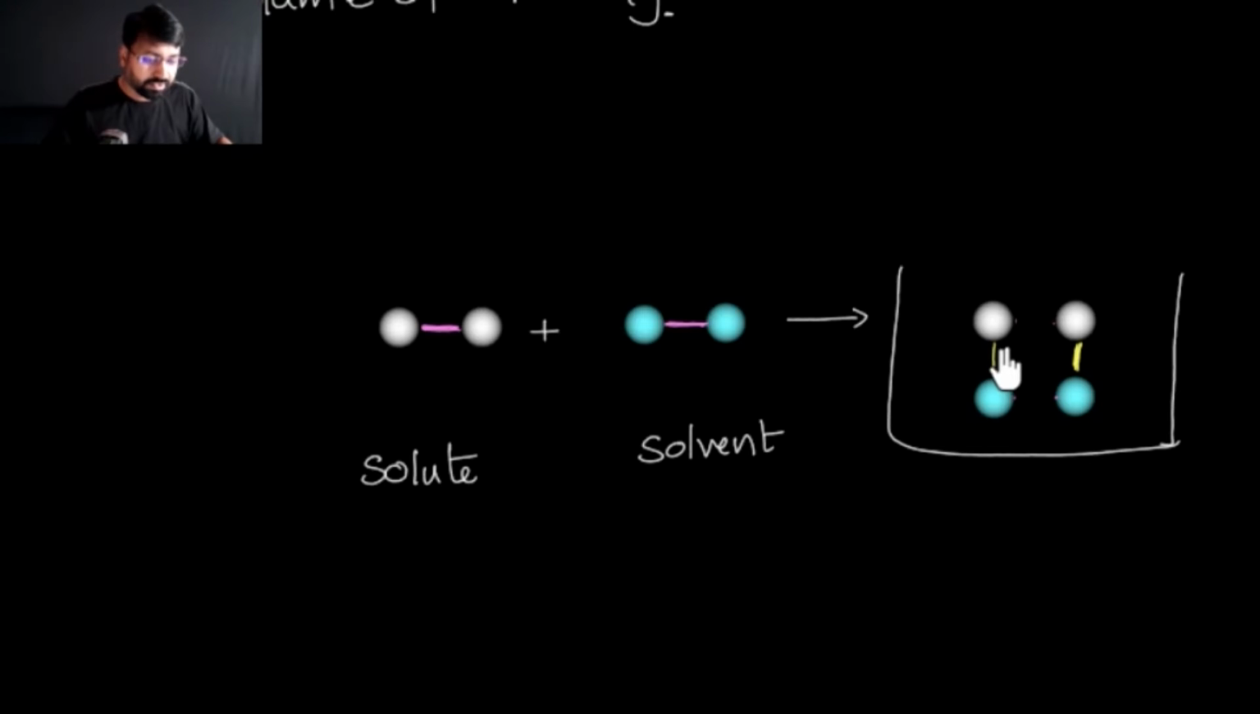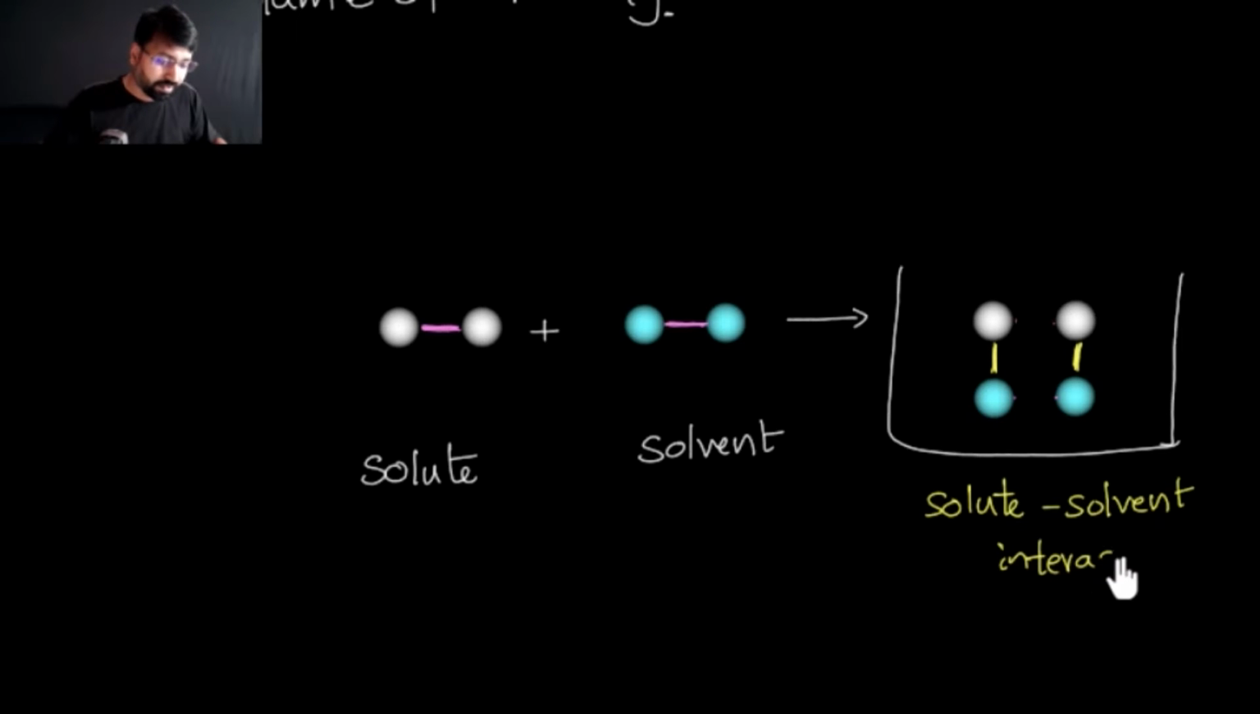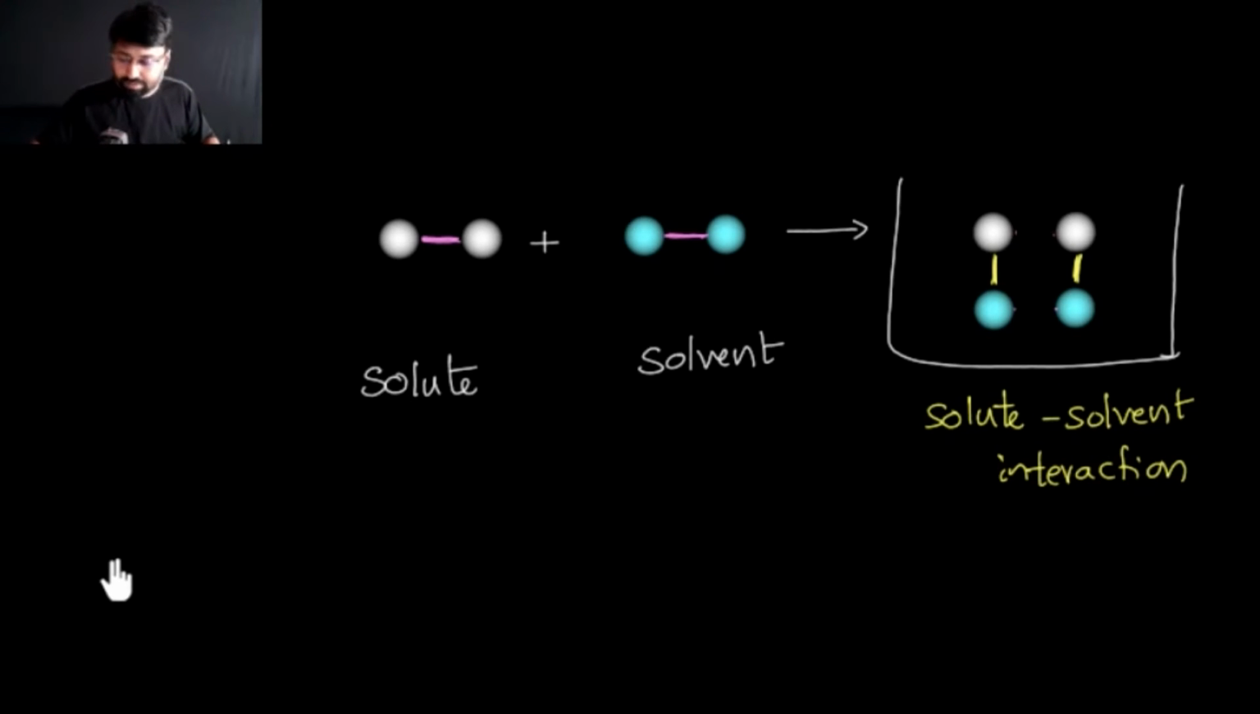Hope you understood this. Previously there is interaction between the two solute particles or between the two solvent particles. Now there is interaction between the solute and solvent. This is known as solute solvent interaction. Now the only condition, students, is if whatever interaction is there between the solute particles and between the solvent particles is exactly equal to the solute solvent interaction, there is no change in the enthalpy, and even no change in the volume.